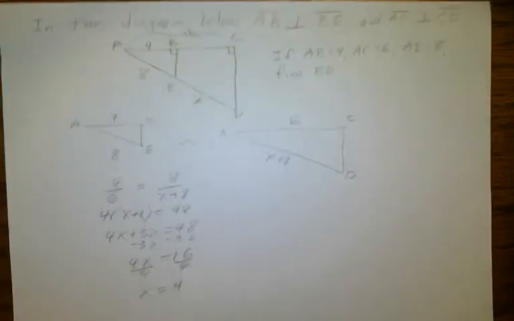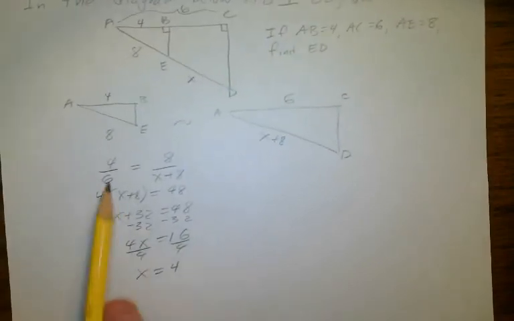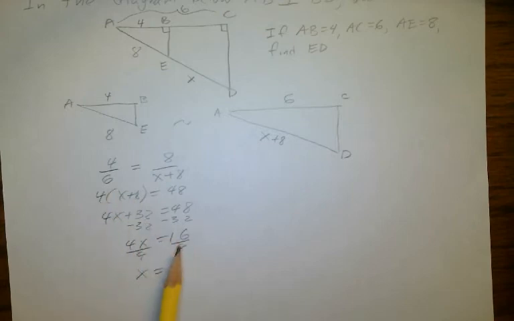Now, oops, sorry, I went off the camera. X is equal to 4. We cross multiplied, distributed the 4, and subtracted the 32.